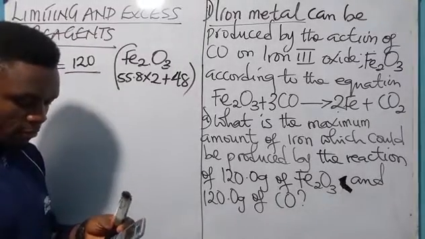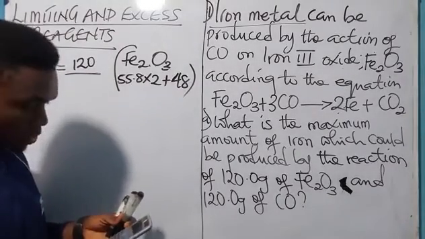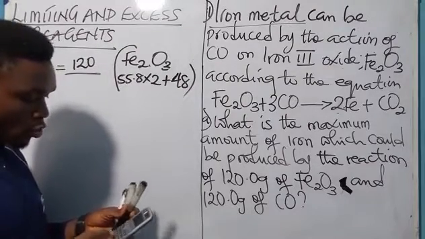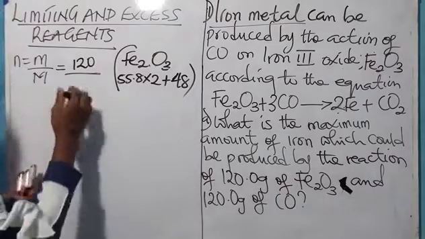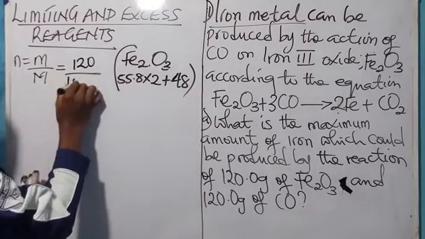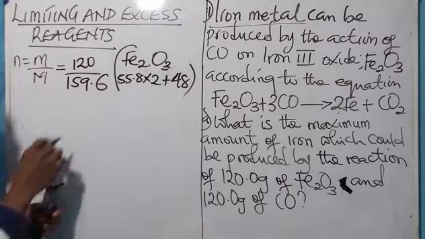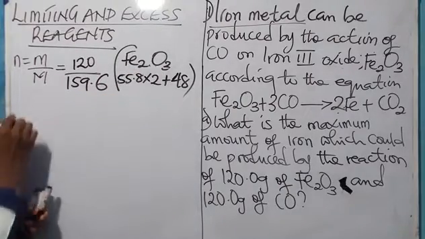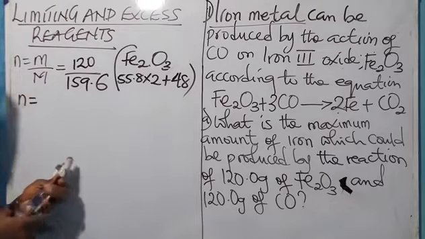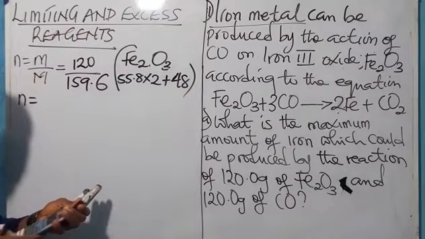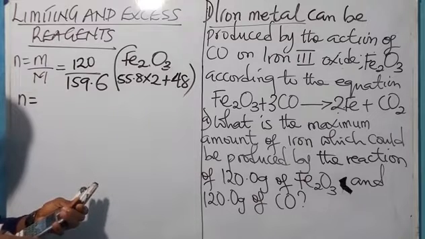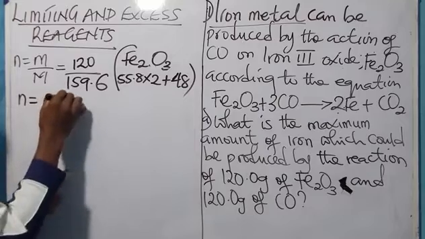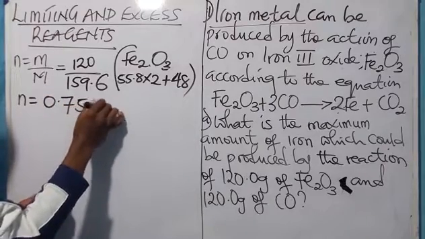So let's add everything together. I'll be having 55.8 times 2, then plus 48. I'll be having 159.6. That is the molar mass of what? Iron(III) oxide. Which means that number of moles is equal to 120 divided by 159.6. I'll have 0.75 moles.